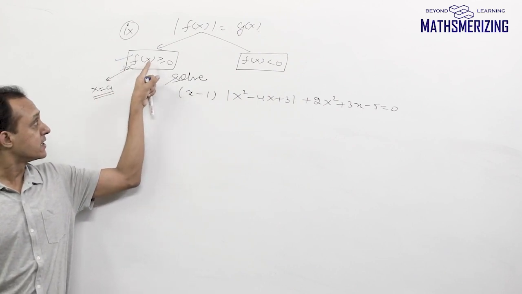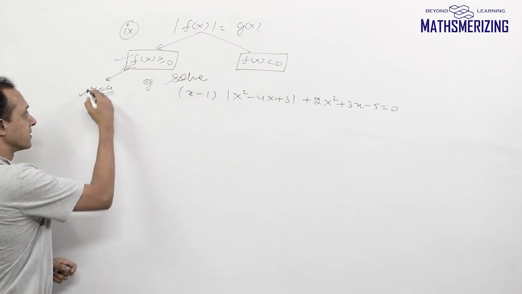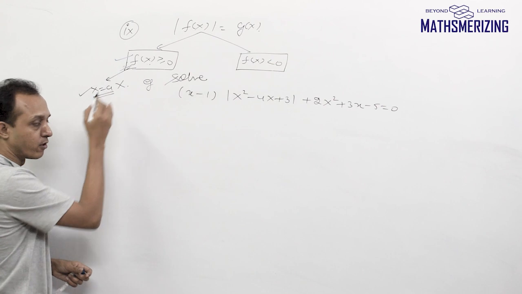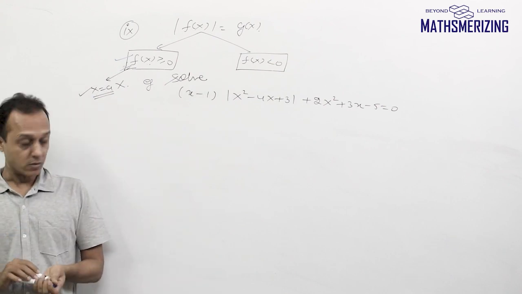If it satisfies the condition, then x equal to a will be my answer. If x equal to a doesn't satisfy this condition, then I'll not choose this as my answer. So I'll take an example.